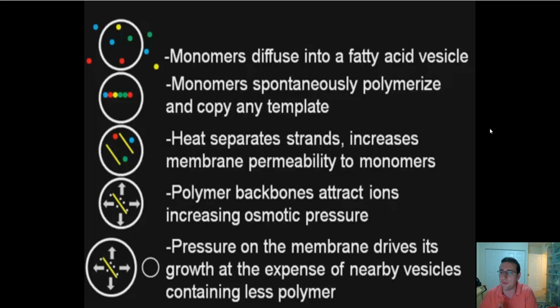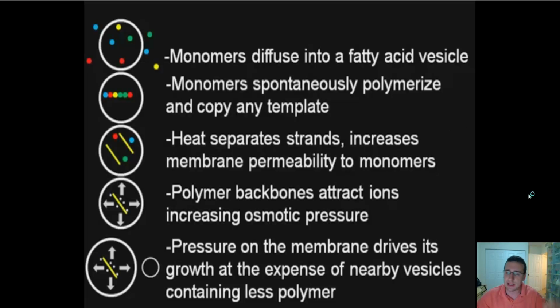Heat from hydrothermal vents would also increase the polymerization rate, increase the permeability for monomers, and separate strands, increasing the amount of templates and the rate of replication. The more polymers you have inside the vesicles, the bigger the osmolarity of those vesicles, and the more water goes inside. They get larger and they start absorbing the smaller vesicles. That means they eat each other up.